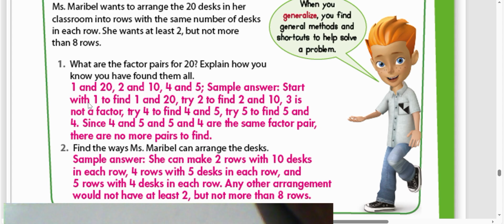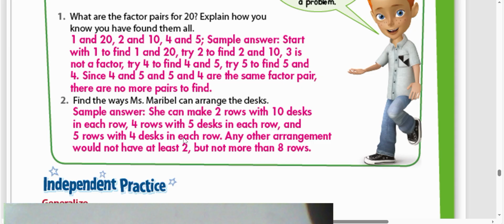The simple answer: start with 1 to find 1 and 20, try 2 to find 2 and 10. 3 is not a factor. Try 4, found 4 and 5. Try 5 to find 5 and 4. Since 4 and 5 and 5 and 4 are the same factor pair, there are no more pairs to find. Find the ways Miss Marple can arrange desks.